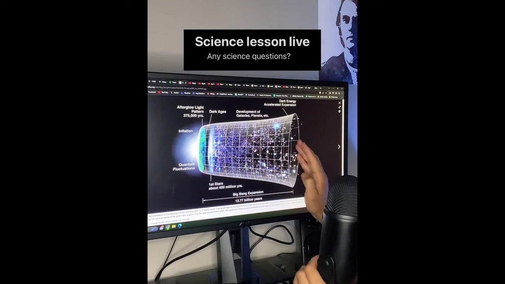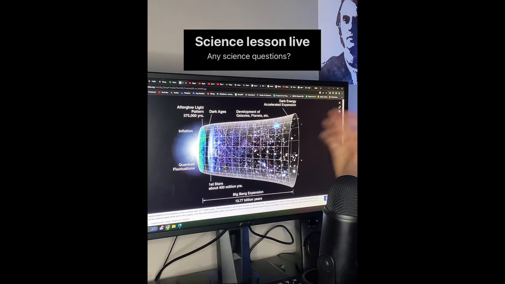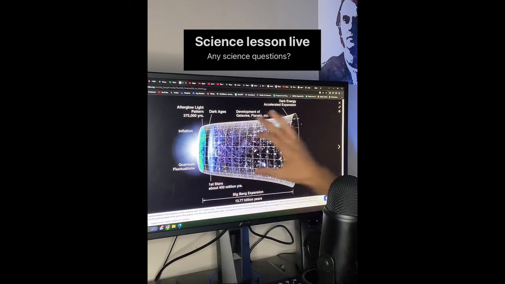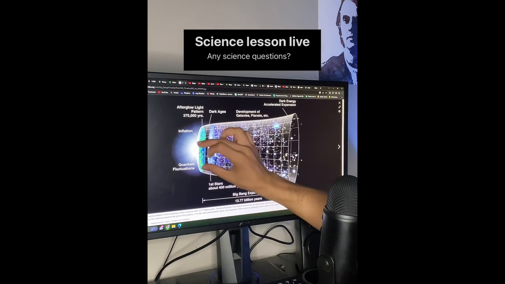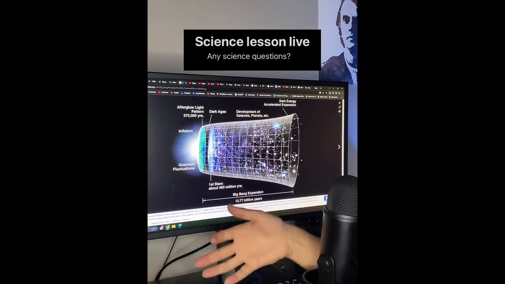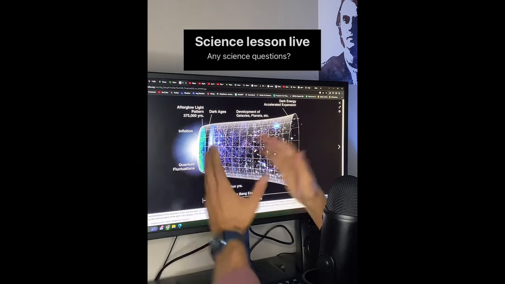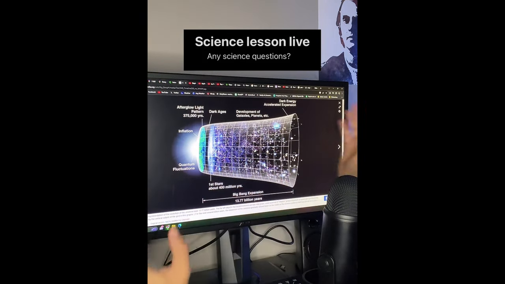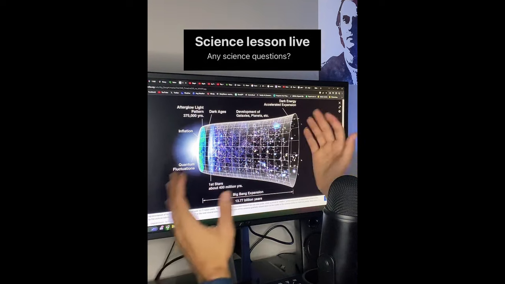So right here is present day, okay? And the universe is big, it's vast, and there's lots of stuff in it, lots of galaxies. But in the past, the universe got increasingly smaller, hotter, and denser. Okay? And that's all we know. This is the entire picture of the universe we know of so far.